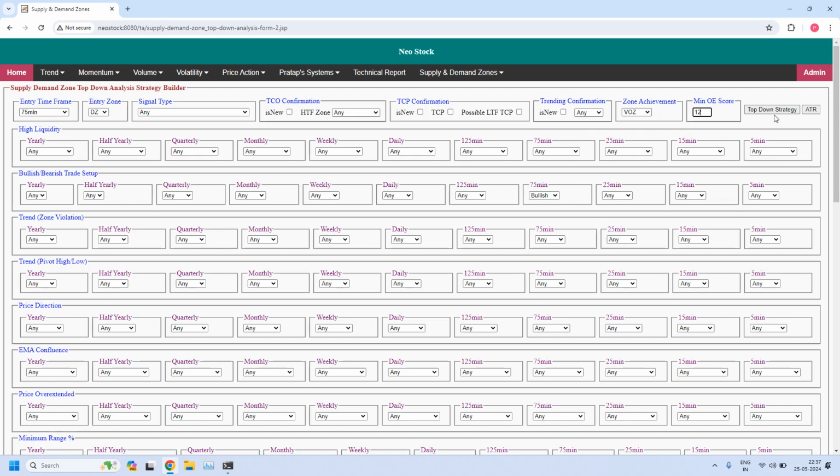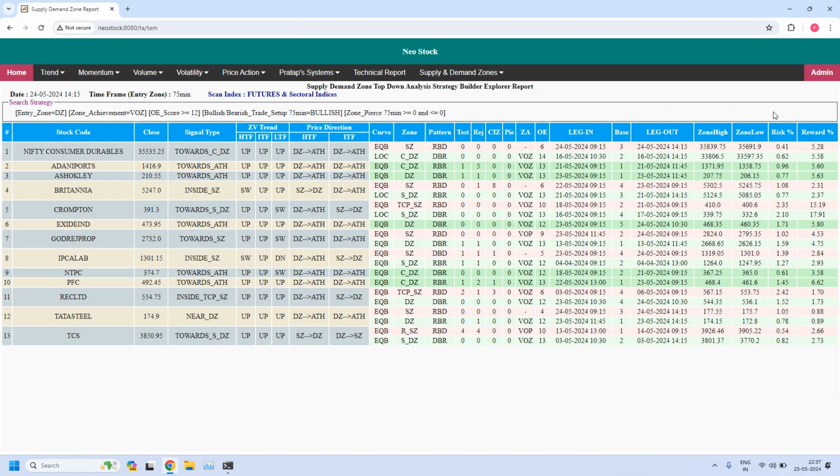So with these filters I am filtering the stocks. Now 13 stocks are filtered. These 13 stocks are supporting the bullish trade setup for weekly income trade.